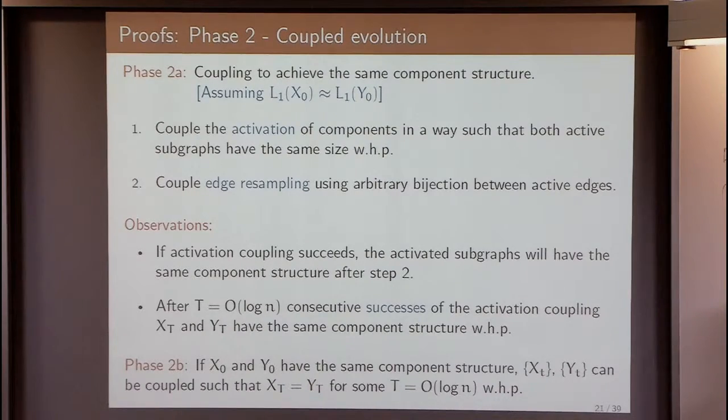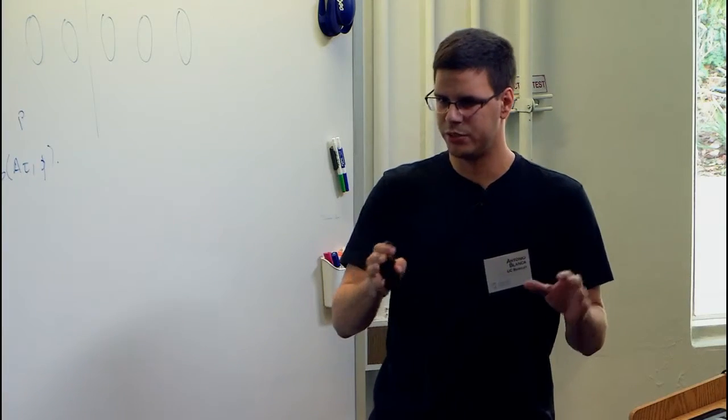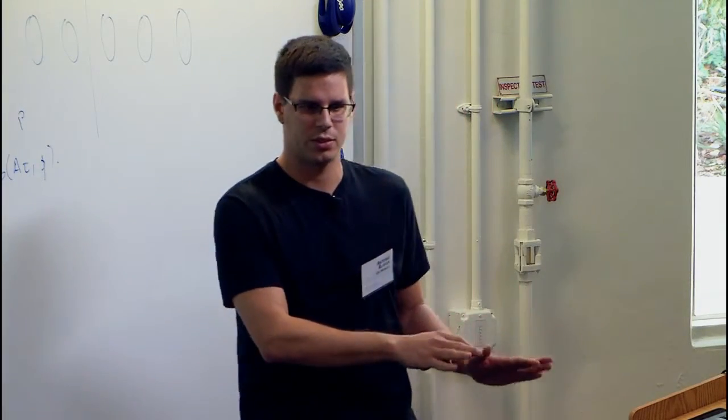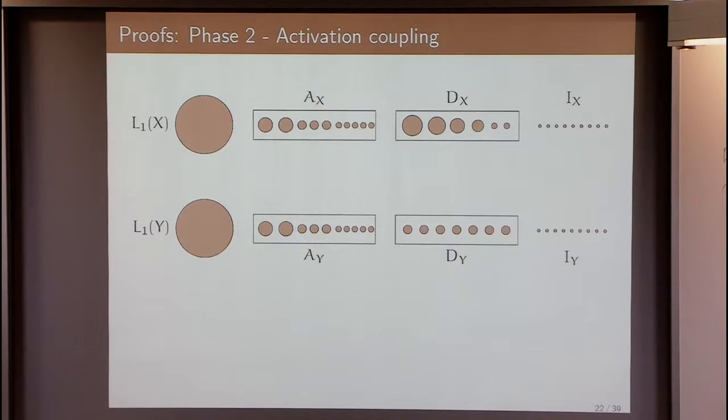After you achieve two subgraphs with the same component structure, there is another coupling argument, but this is a simpler argument that takes you from two configurations with the same component structure to two configurations that are the same. But the key in this phase 2 is how to couple the activation to ensure that with some probability the two configurations have exactly the same number of active vertices. So this is how it is done.